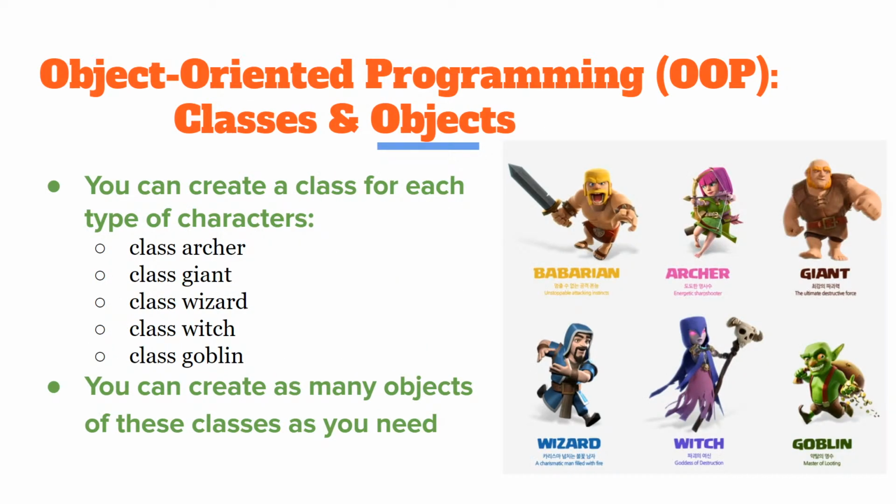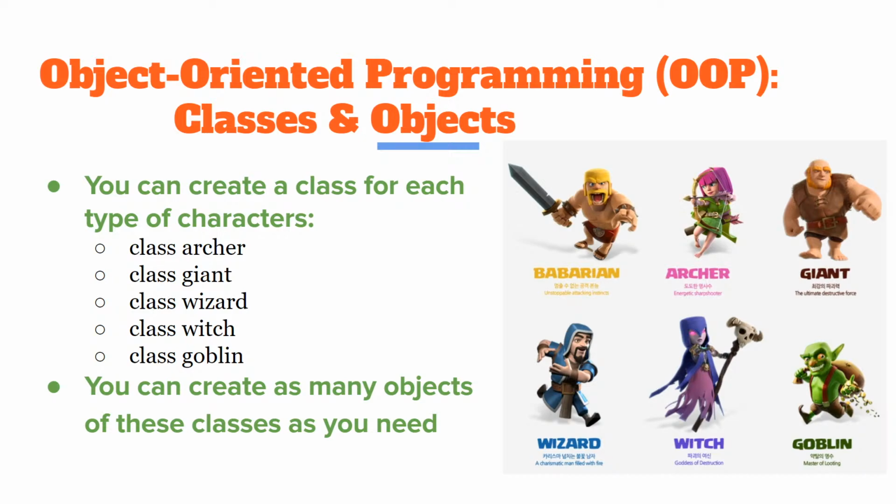So now that we've learned how we can create a class for a barbarian, we can create a class for anything. An archer, a giant, a wizard, a witch, a goblin. You can create as many classes as you want, and as many objects of the classes as you want. I mean, as long as you don't crash your computer, of course. The only limitation is going to be your computer. Now, typically, if you're just going to create a small project, your computer storage should never be a problem.